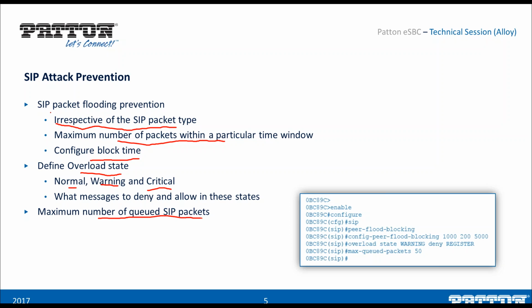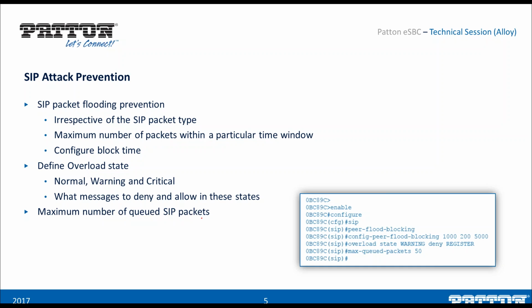You can define the maximum number of queued SIP packets, that is, how many packets the system can process. You can even define that. Suppose I say my queue should only have 50 or 60 or 70 packets inside, and it should not go beyond 50 or 60 packets.